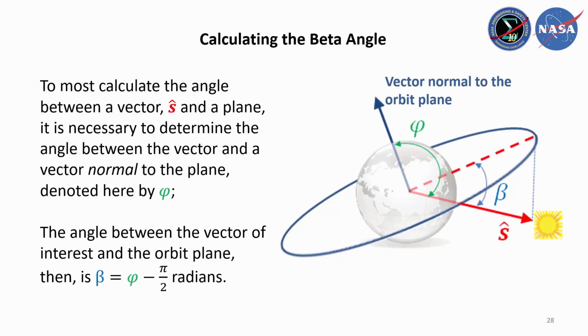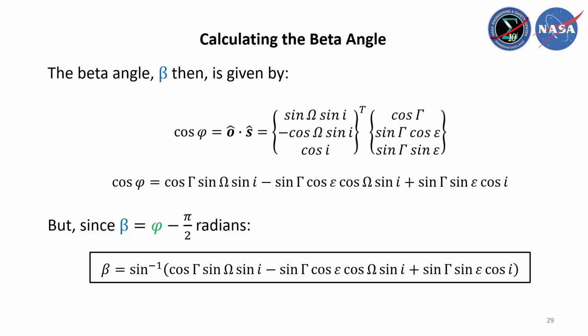First, we'll calculate an angle we'll call phi. The cosine of the angle phi is simply the dot product of the two unit vectors O and S that form this angle. When we substitute our expressions for O and S and multiply corresponding vector terms as prescribed in the dot product calculation, we arrive at our expression for cosine phi. And since beta is phi minus pi over 2 radians, we can form our expression for beta at the bottom of the chart.